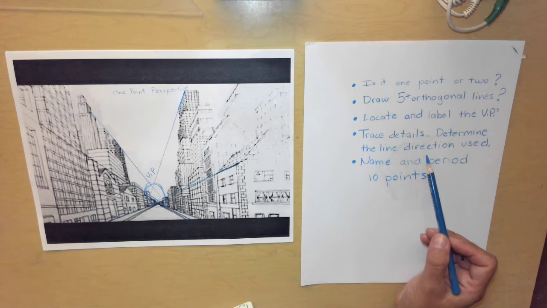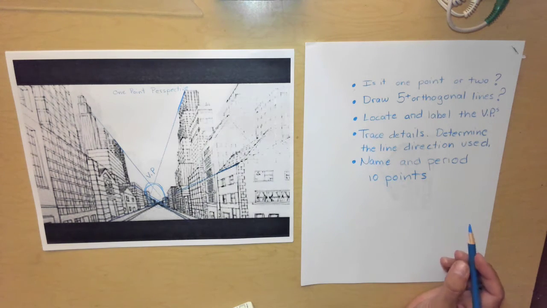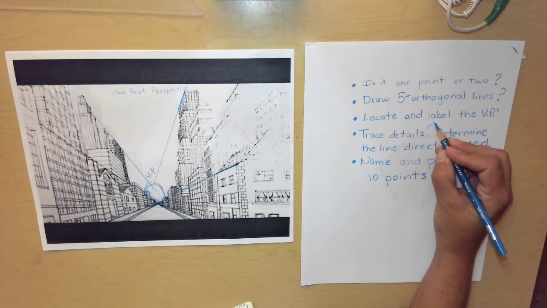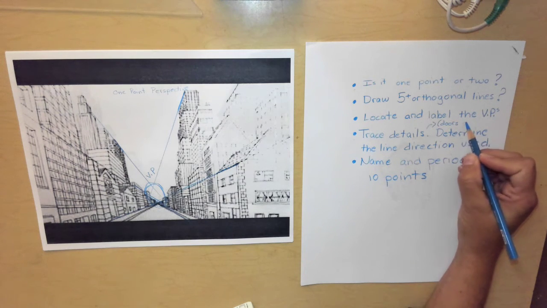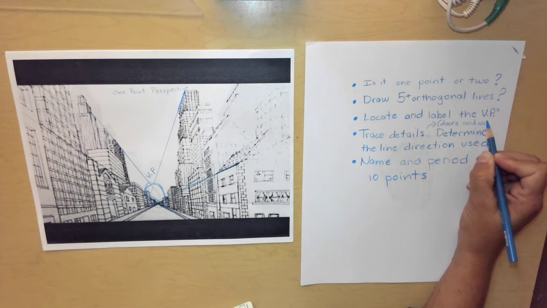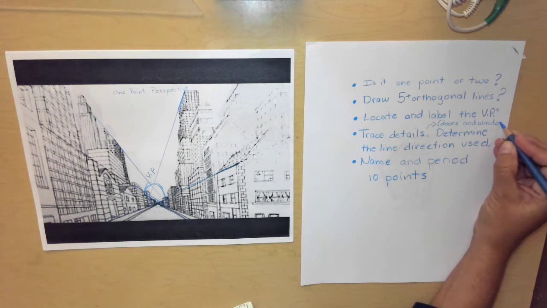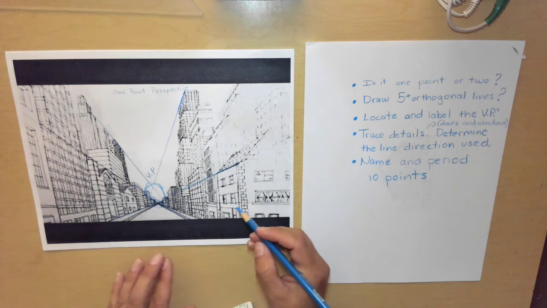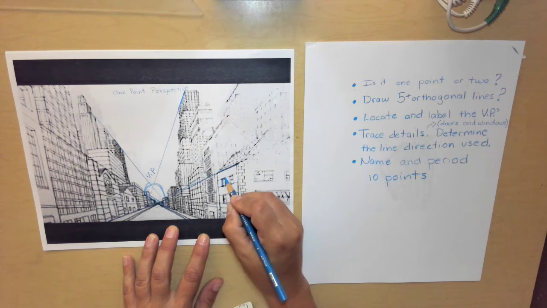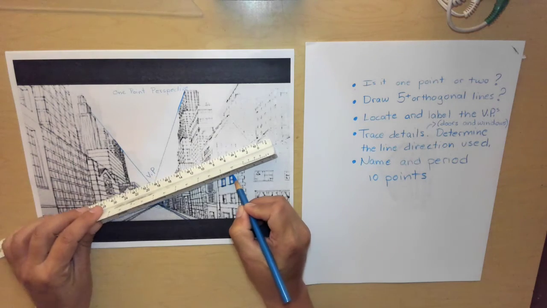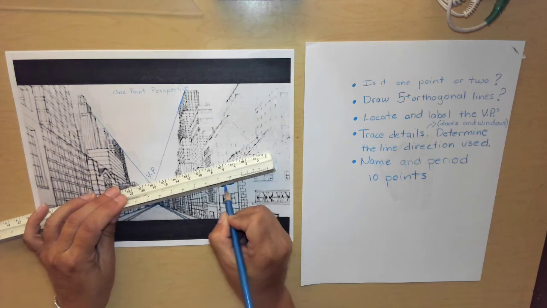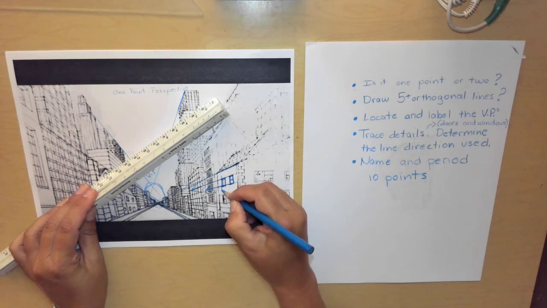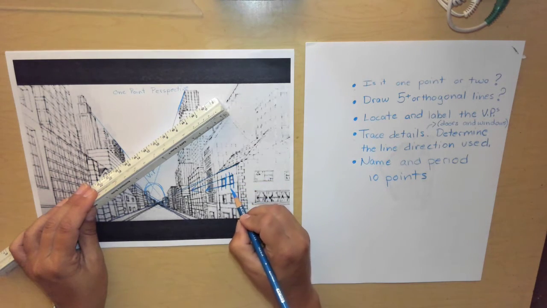The fourth item here says trace details. Determine the line direction used. So when we trace the details, details would be things like doors and windows. So you can use a colored pencil to trace the doors and windows. So I've got a window here, and I traced it. Now, determine the direction. Well, these are orthogonal. The top and the bottom are orthogonal, and the sides of the windows are all vertical.